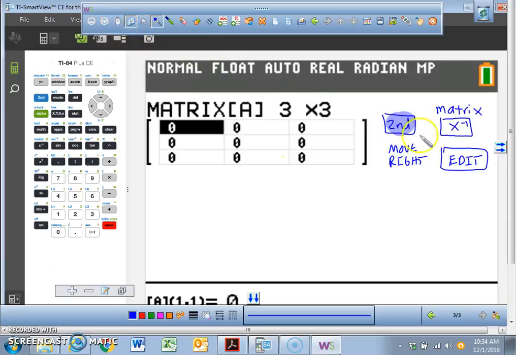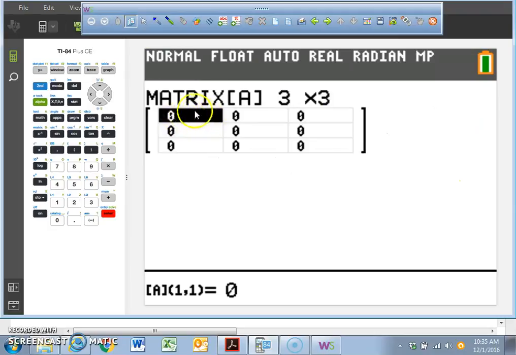By the way, here are the instructions. To get to this, you have to hit the second button, go to where it says x to the -1, where you'll see the word matrix above it, and then move to the right to where it says edit. Now we can edit this.